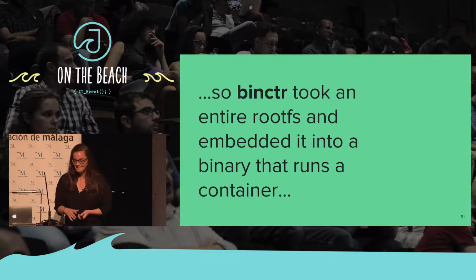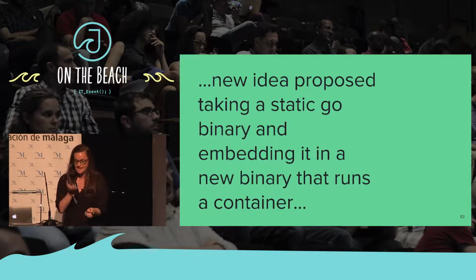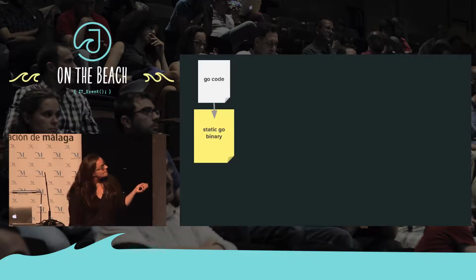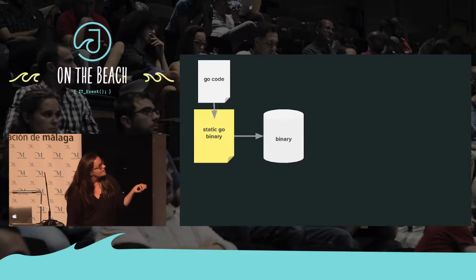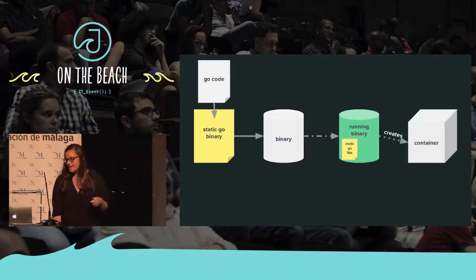So yeah, where bin container took an entire rootfs and embedded it in a container, this was taking a static Go binary so that you don't need anything else and embedding that into another binary that would then run in a container. So it looks like this. You have your Go code, it creates a static Go binary, and then you embed that in another binary that you can run with its little embedded static Go binary. And then that creates your container. Then you use that static Go binary with nothing as a base.